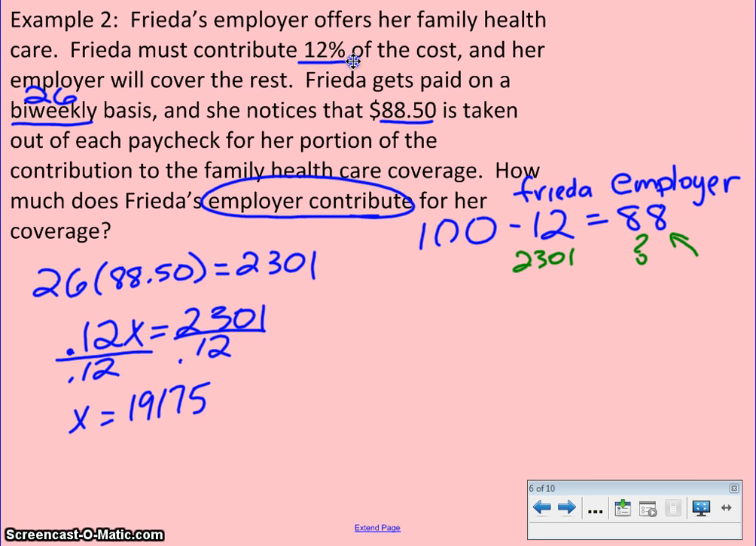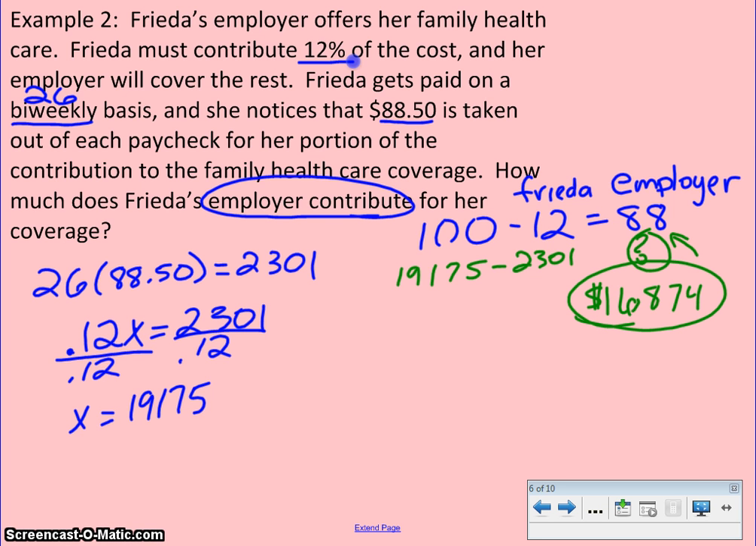So now we can actually fill in. We know that 100% is $19,175. But remember, what we're looking for here is the 88%. We need to know what Frida paid. And as the equation says above, 100% minus the 12% is going to give us the 88%. So if I take the 100%, which is the 19,175, and I subtract the 12%, which is the 2301, I end up with that 88%, which is $16,874, and that is what Frida's employer contributes.